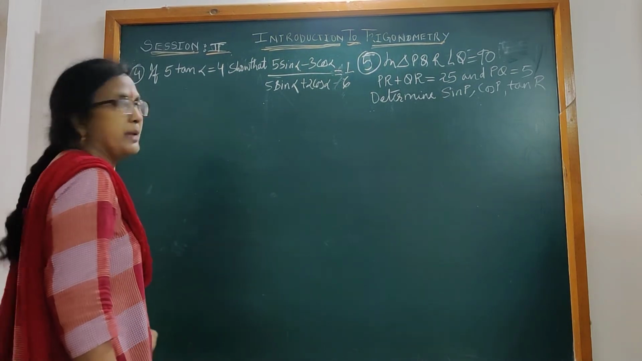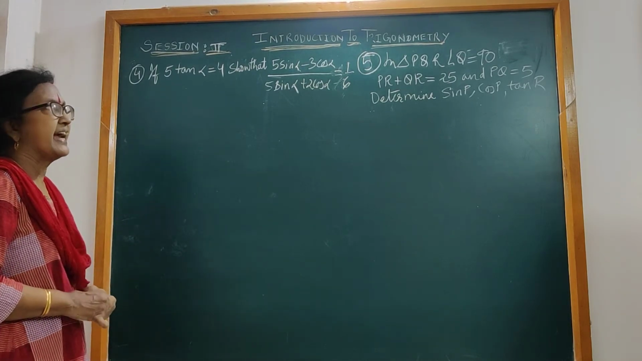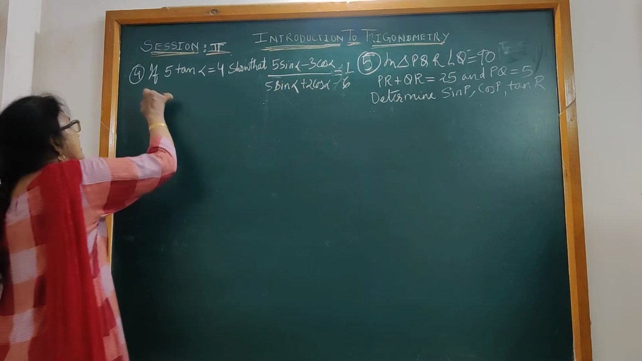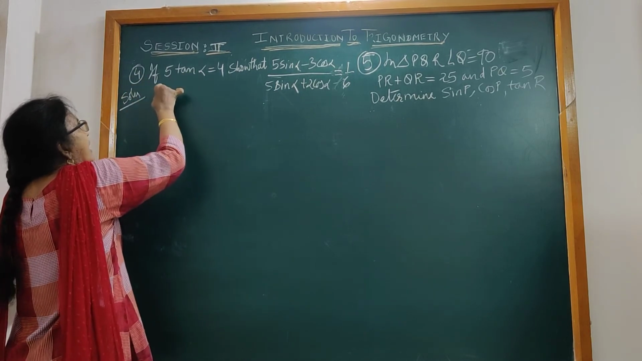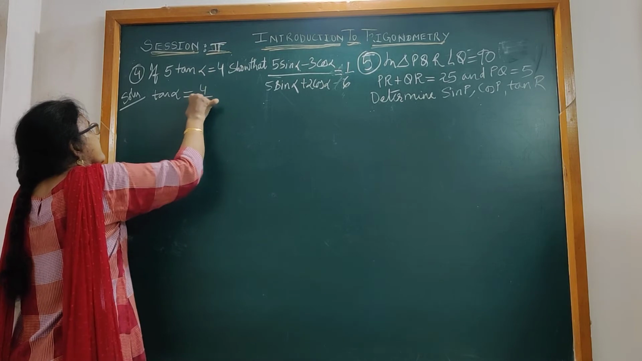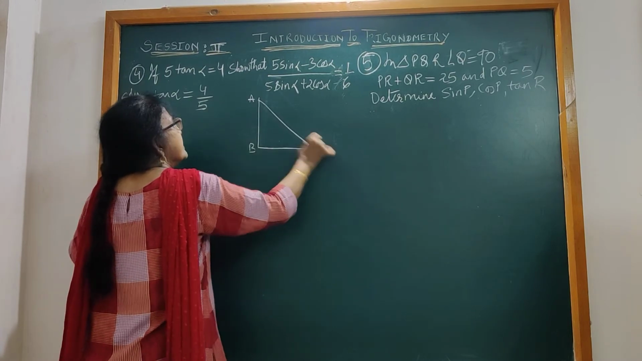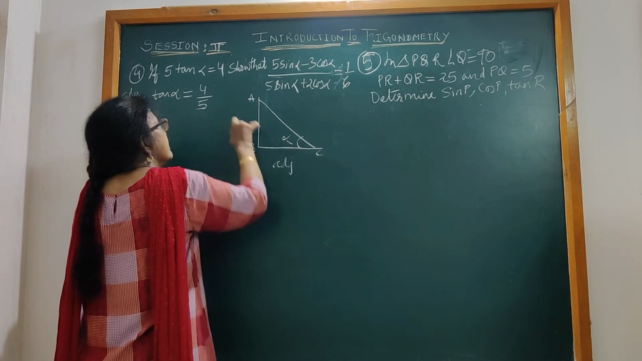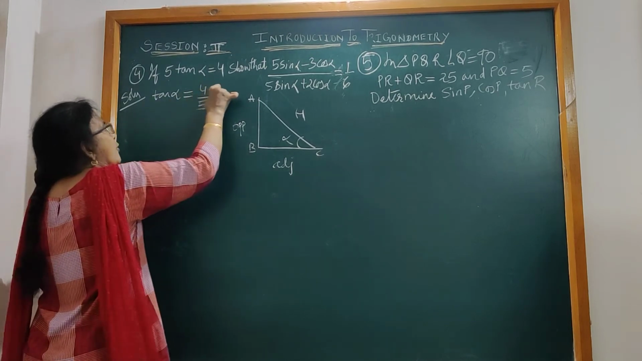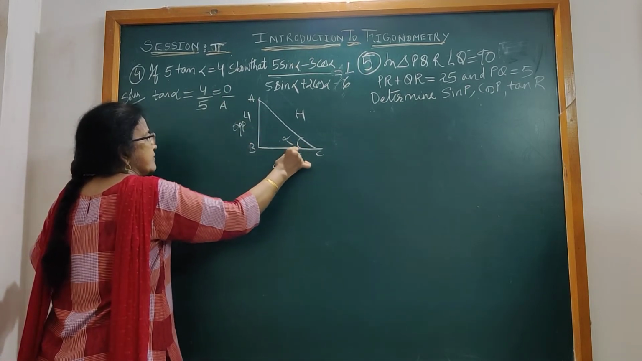The fourth example based on this is: if 5 tan alpha is equal to 4, show that (5 sin alpha minus 3 cos alpha) upon (5 sin alpha plus 2 cos alpha) is 1 by 6. 5 tan alpha is equal to 4, so tan alpha is equal to 4 upon 5. We will draw a right triangle ABC. Taking this as alpha, this becomes adjacent, opposite and hypotenuse. Tan alpha is opposite upon adjacent. Opposite is 4, adjacent is 5.